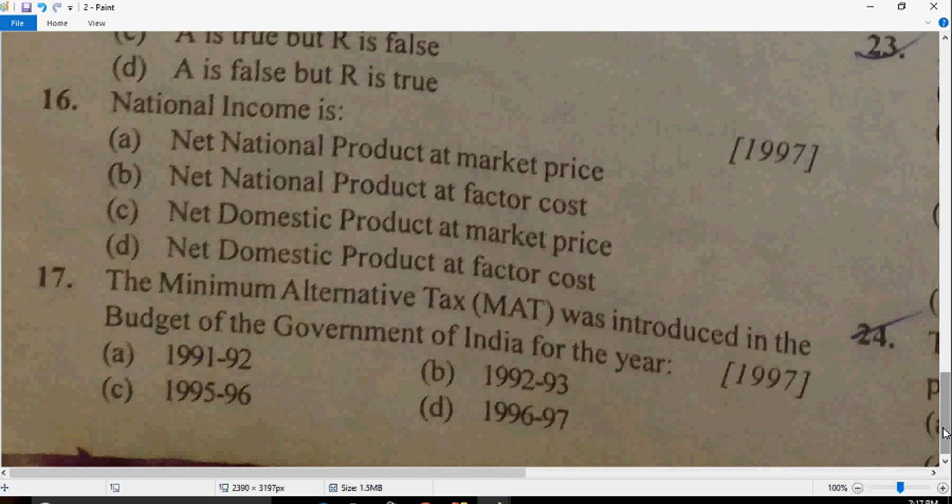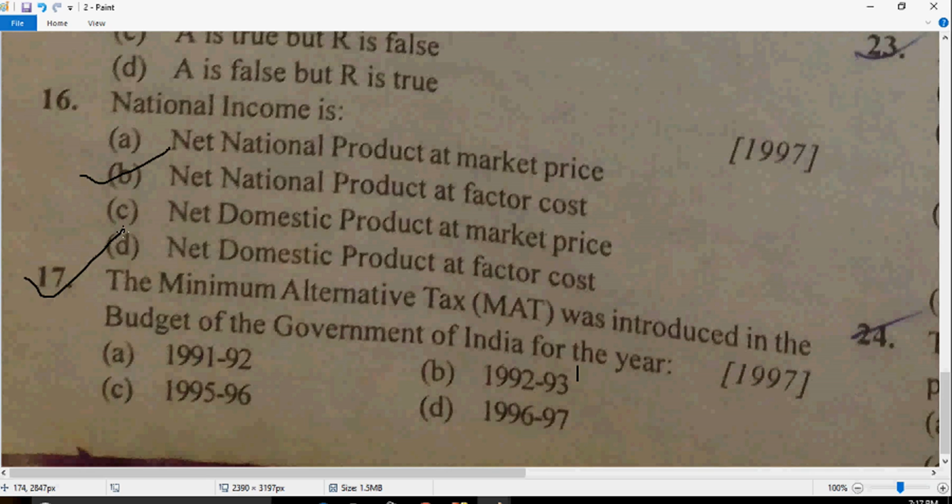National income is, what is that national income? National income is the sum total of factor income after adjustment for factor income from abroad has been made. So B will be correct. Yes, that is the net national product at factor cost. So what is the national income? Definitely we can say net national product at factor cost. That will be it. Now question number 70.